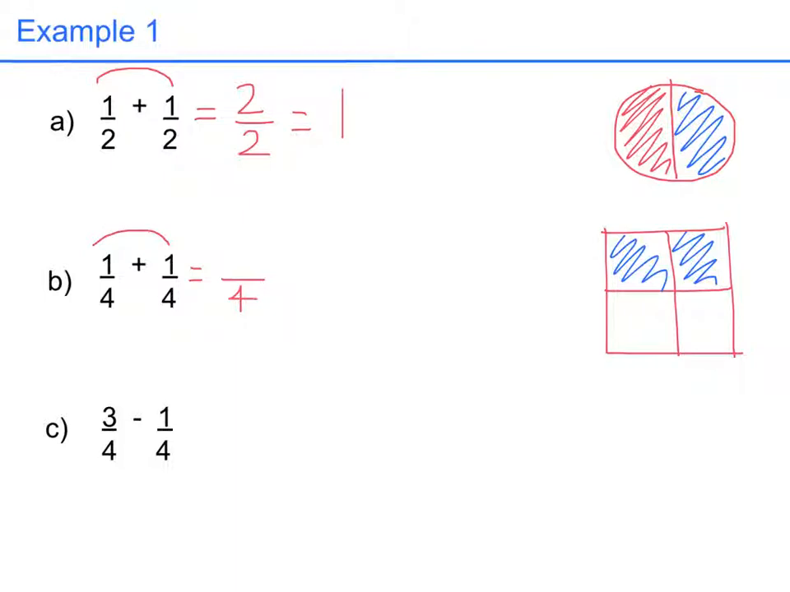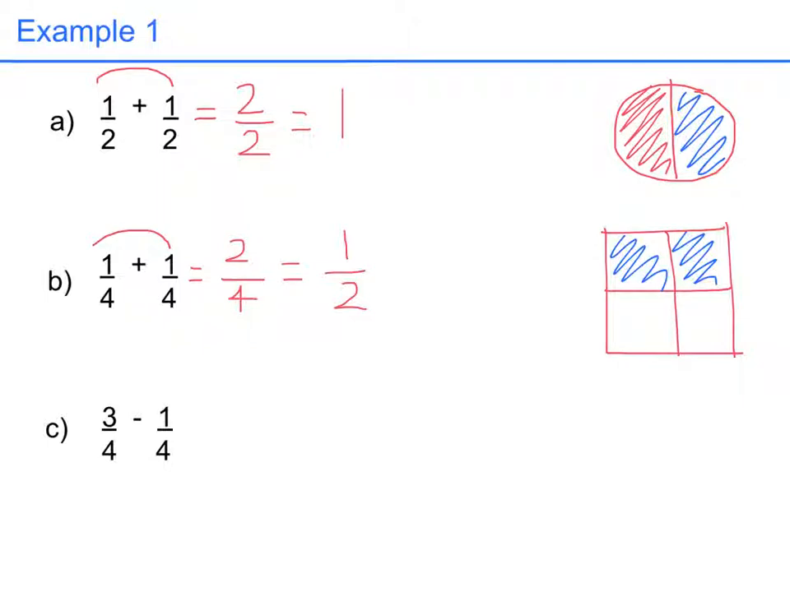Step 2 says add the tops. 1 plus 1 gives me 2. And step 3 says simplify it fully. 2 quarters, both of those numbers halve evenly. A half of 2 is 1 and a half of 4 is 2, which gives me back the answer I was looking for of a half.